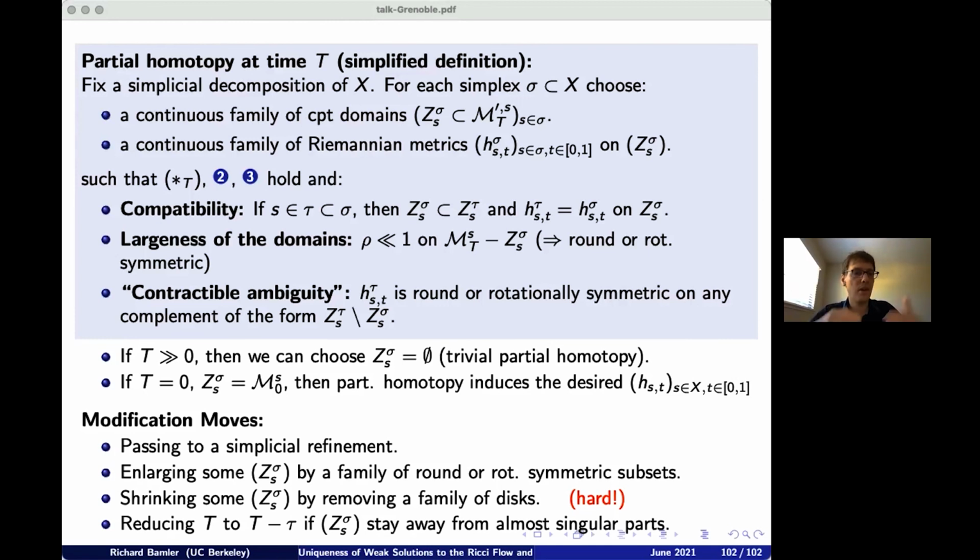Again, after iterating this procedure, we can start with some empty partial homotopy, and we obtain back a partial homotopy at time 0, which solves the problem and then proves the theorem. Okay, I think that is maybe all that I want to say about this.